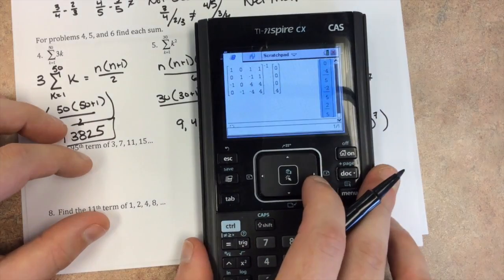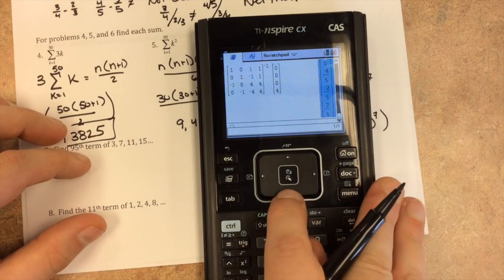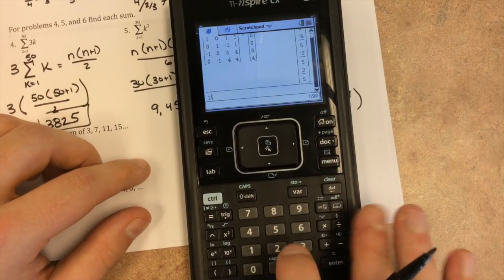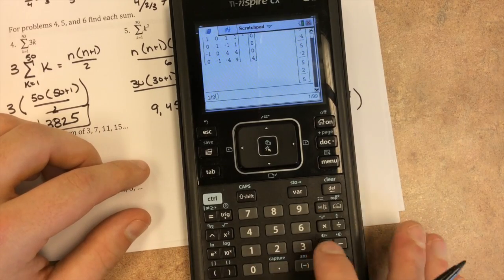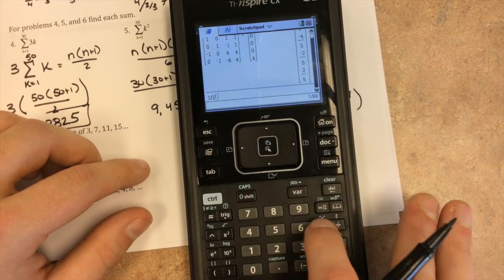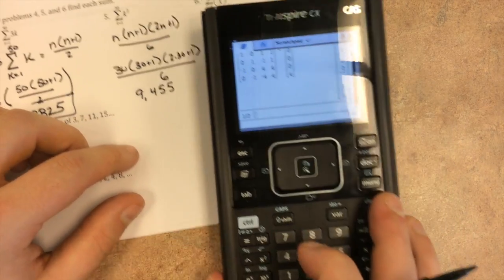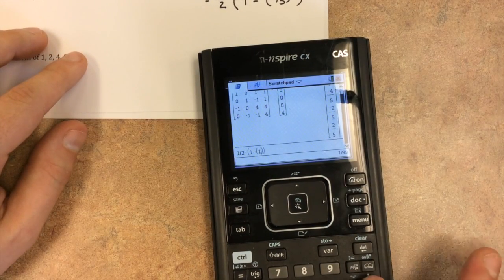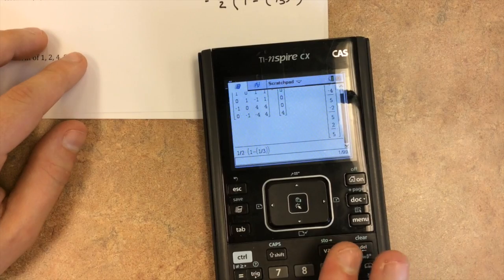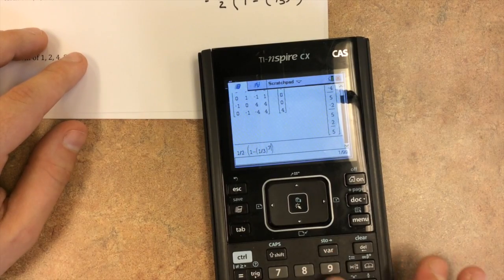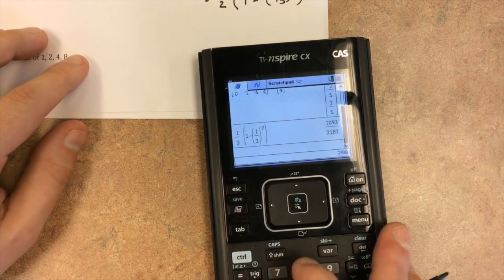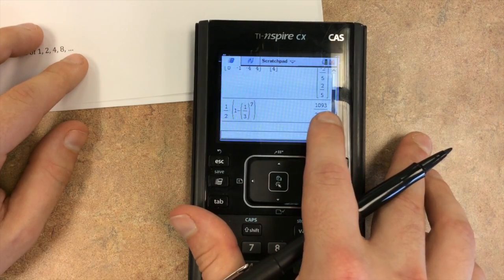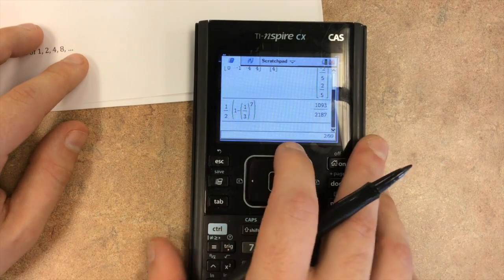And for you guys, we'll just show the calculator off. We'll go down here. What we want to type in is 1/2, then parentheses. And just to be safe, I always put times. 1/2 times 1 minus parentheses 1/3 to the 7th. I hit enter. My calculator gives me a fraction right away. I get 1,093 over 2187.